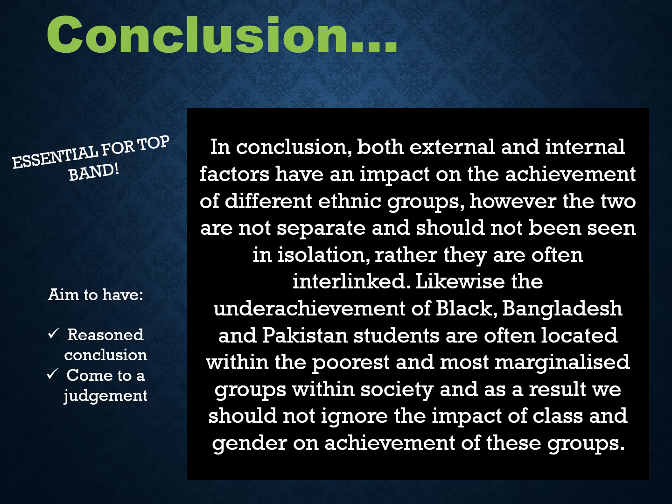So this student starts off by saying internal and external factors do have an impact on the achievement of these different ethnic groups. They are not separate, they should not be seen in isolation, that your internals and externals are interlinked. Likewise, the underachievement of Black, Bangladeshi and Pakistani students are often located within the poorest and marginalised groups within society. So we shouldn't also ignore the impact of class and gender on achievement of those groups.